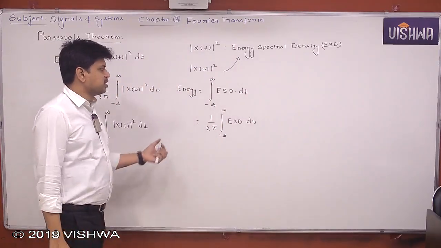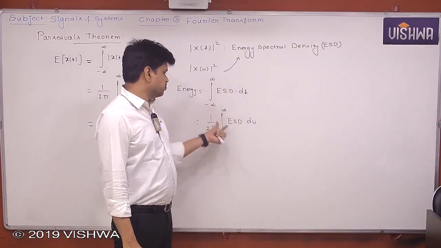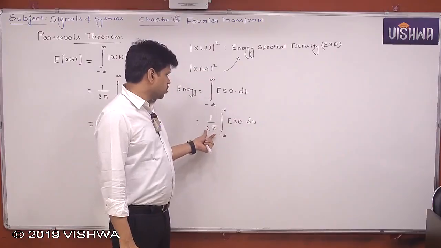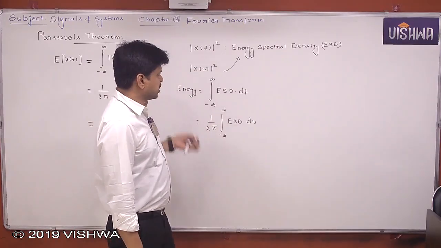That means the area under energy spectral density with respect to f is nothing but the energy. With respect to omega, we have the 1 by 2 pi factor extra. So this is the way we can calculate the energy. Clear? Take it.